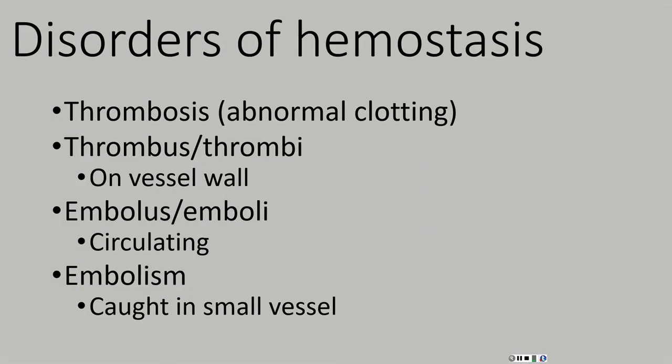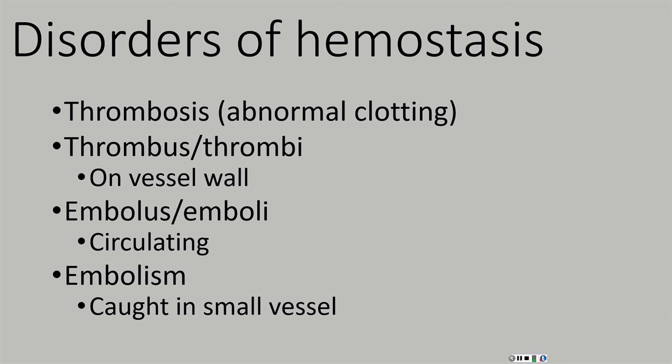But sometimes blood clotting does not go the way we want. There are some disorders involved with hemostasis. Sometimes we will get abnormal clotting, called thrombosis, clotting when we don't want it. And if a thrombus starts to grow, well, a thrombus is just clotting on the wall of a vessel that does not have damage. If there's one, it's called a thrombus. If there's more than one, we call them thrombi. So that's just singular and plural. A thrombus is a blood clot on a vessel wall.